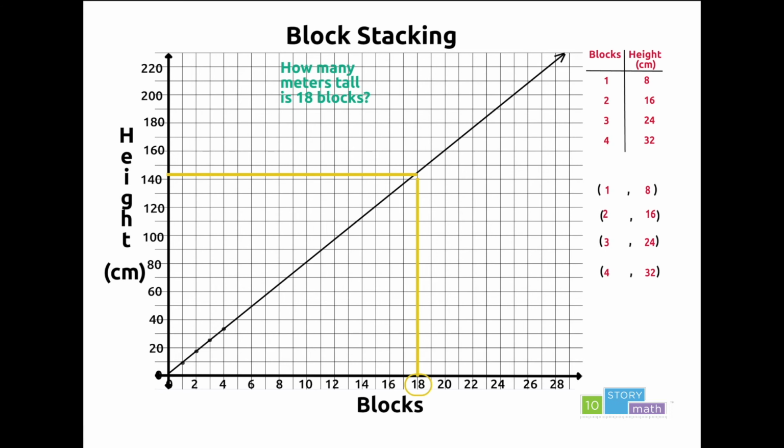We know from our table that each block has a height of 8 centimeters. If we have 18 blocks, that's like counting by 8 18 times. That's what we could do if we were extending out the table. Instead, let's use multiplication. 8 times 18. 8 times 8 is 64. Let's carry the 6. 8 times 1 is 8, plus that 6 is 14. Therefore, our answer is 144 centimeters, which is written as 1.44 meters. That's pretty close to our estimate using the graph.